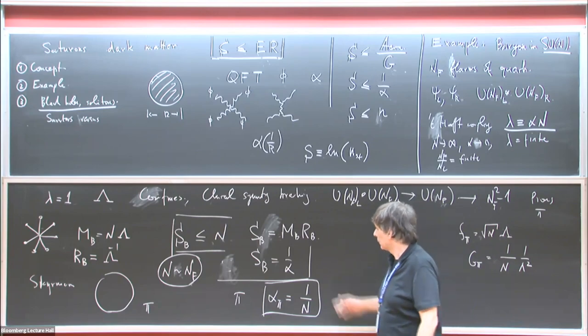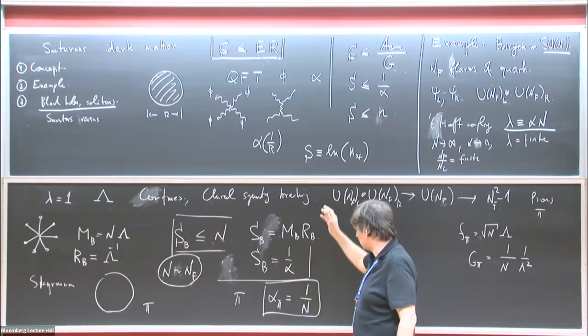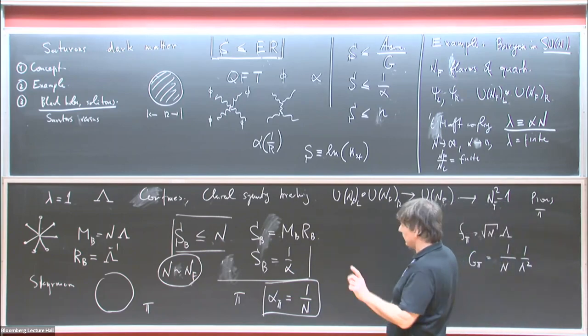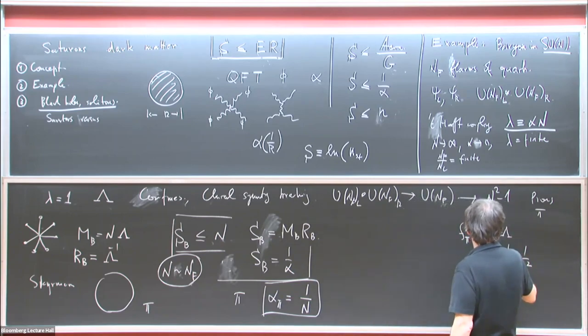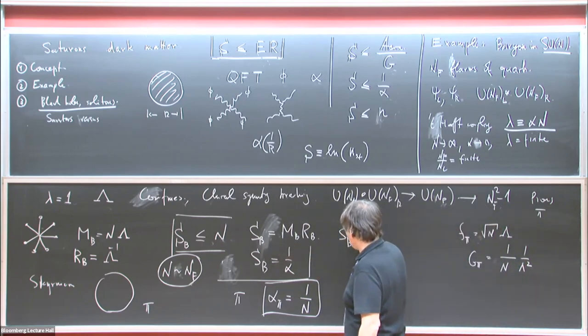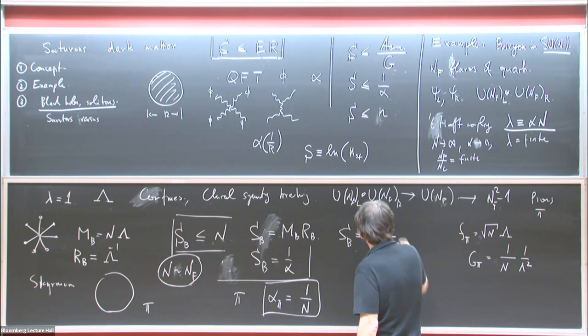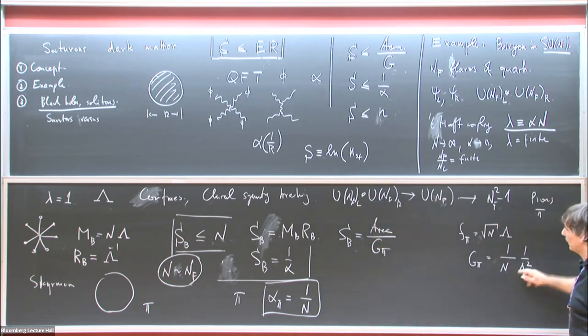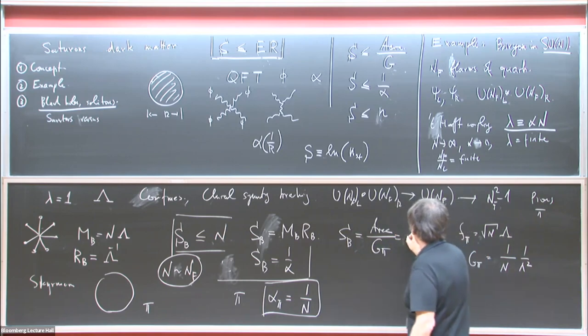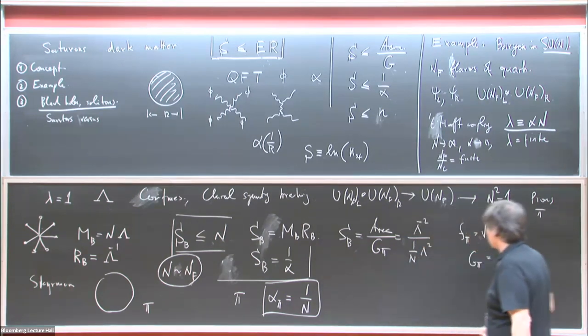Absolutely. So now the interesting thing is the area law. You can see that this same thing, the baryon maximal entropy, is essentially the area in units of the baryon decay constant, as you can see very easily. Why? Because the area is λ^-2, and the baryon coupling is 1/(N λ²).